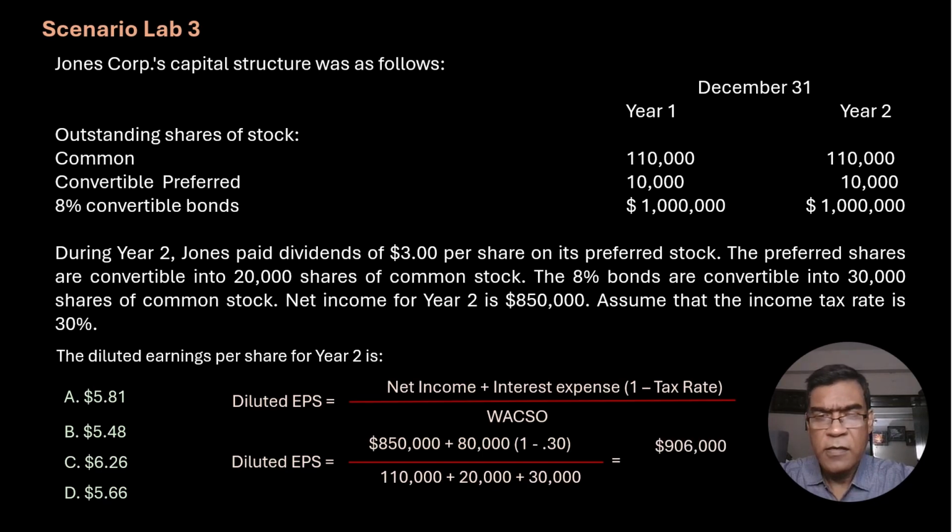Then the dollar $906,000, 850 plus 56, divided by 110 plus 20 plus 30, 160,000. So what is the diluted earnings per share? It is 5.66. So what is the answer? 5.66. The answer is B, right?